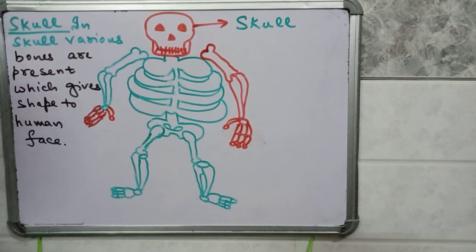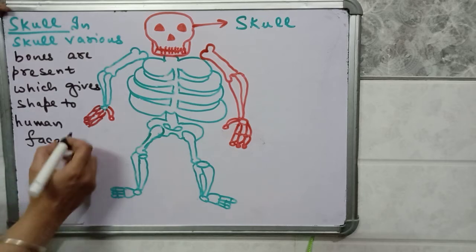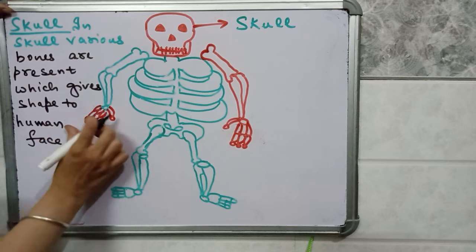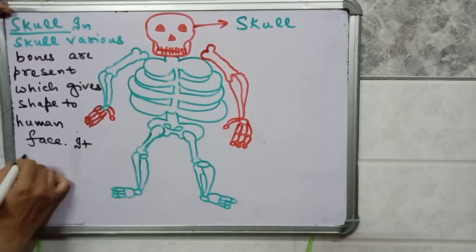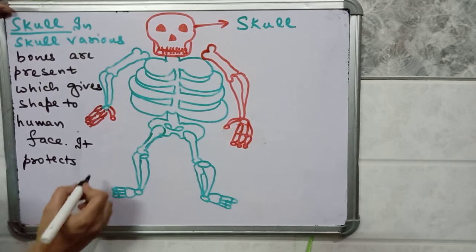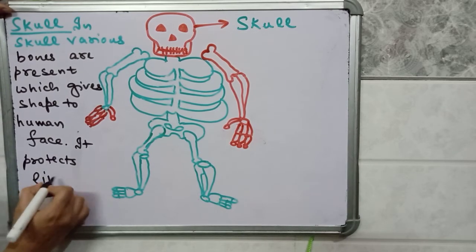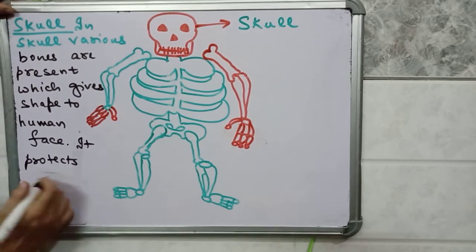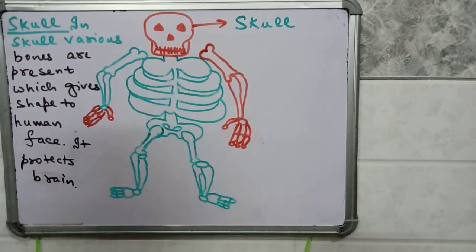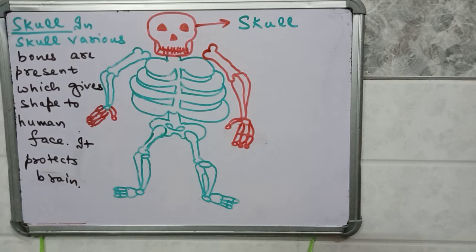And what is skull? Skull is the combination of various bones present in our head. What is its function? Skull protects delicate organs, like it protects the brain. Okay, skull is a hard part and it protects the brain.